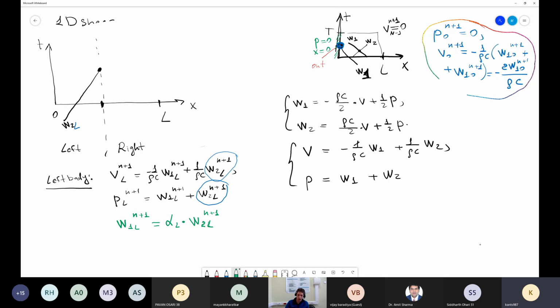Let's substitute in this system, and we will obtain that the velocity on this boundary is equal to minus 1 divided by rho C, W1 will be lambda L multiplied by minus 1 multiplied by the W2 L n plus 1. And for pressure at the boundary, we'll substitute here lambda L plus 1 multiplied by the same value W2 L n plus 1.